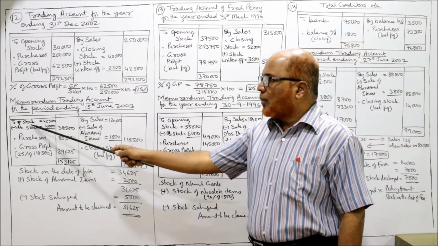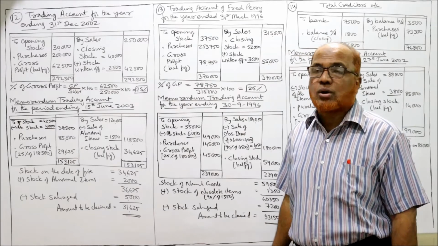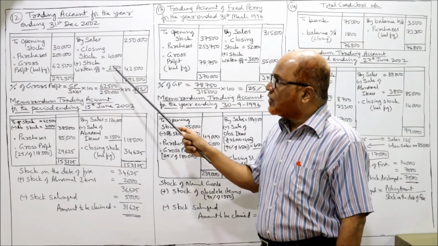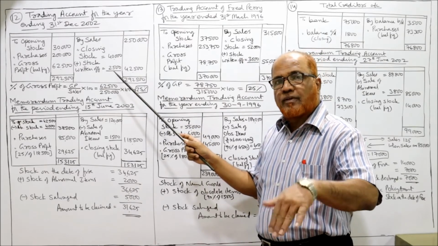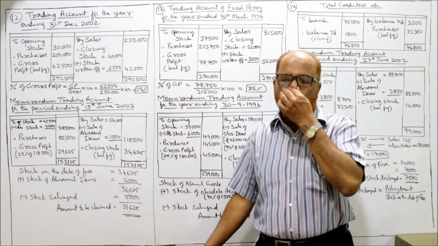Now memorandum. Opening stock. Last year's closing stock will become current year's opening stock. So last year closing stock 42,500. The stock that was written off, we add back, so total stock 42,500. This is the opening stock.